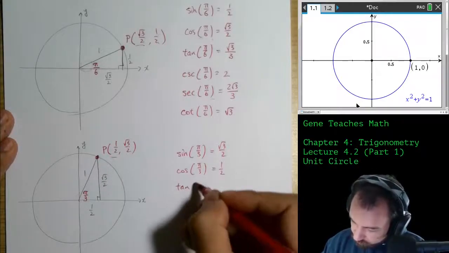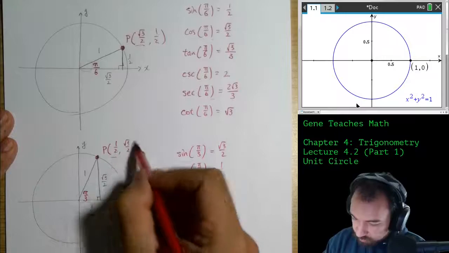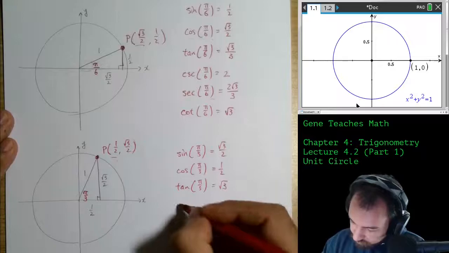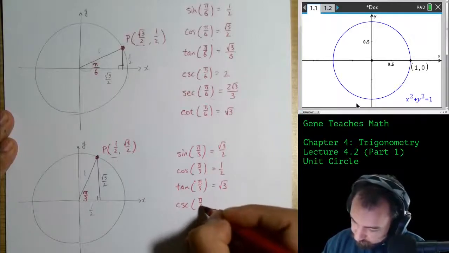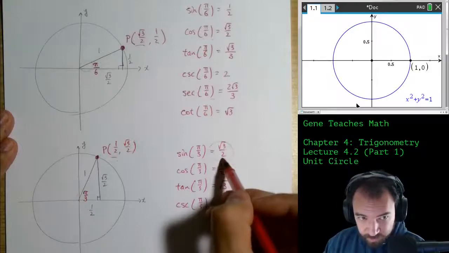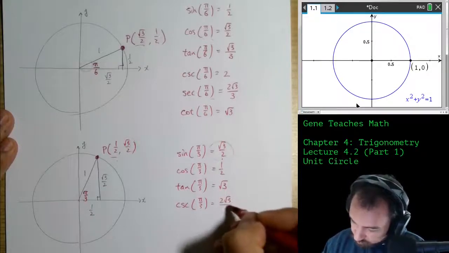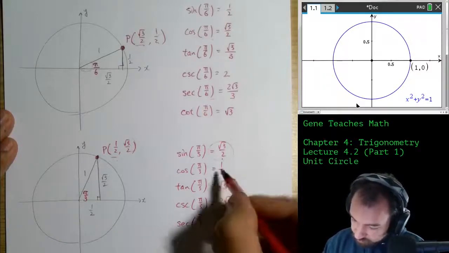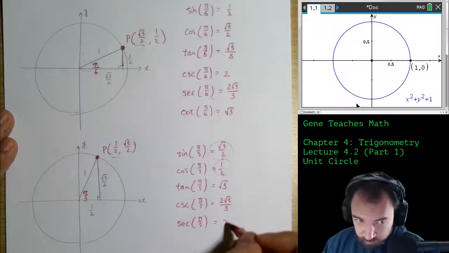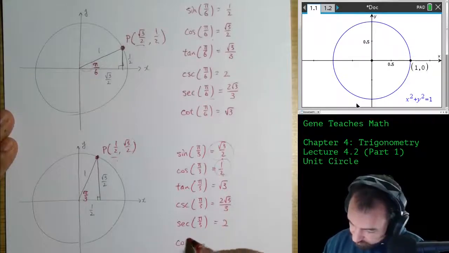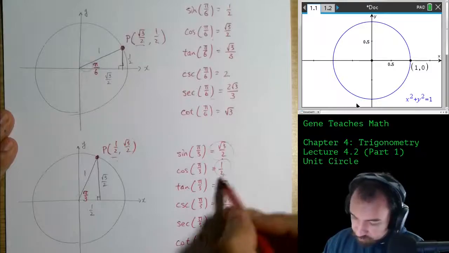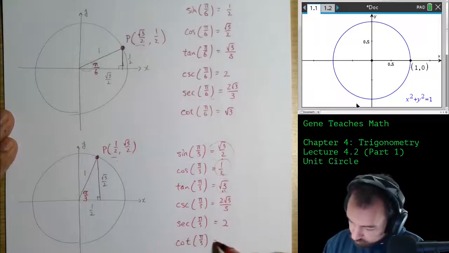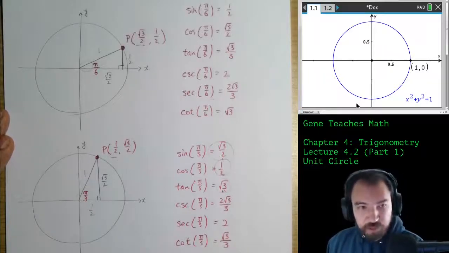Tangent of pi over 3 is the y-coordinate divided by the x-coordinate, which is square root 3 divided by 1. Cosecant of pi over 3 is going to be the reciprocal of sine of pi over 3. That is 2 root 3 over 3 when you rationalize the denominator. Secant of pi over 3 is the reciprocal of cosine of pi over 3, 2. And finally, cotangent of pi over 3 is the reciprocal of tangent of pi over 3. The reciprocal of this is going to become 1 over square root of 3, which we can rationalize the denominator to make root 3 over 3.